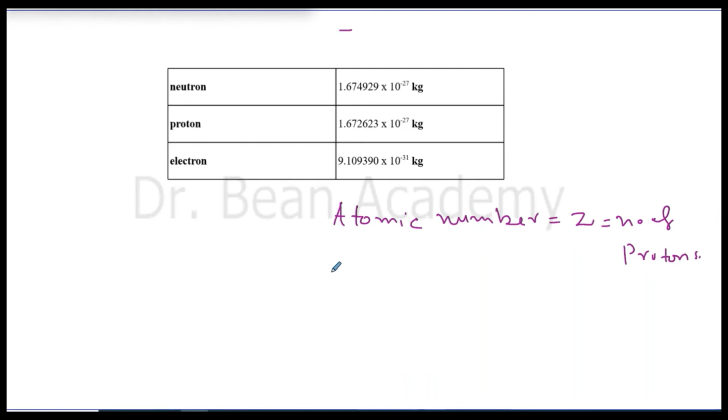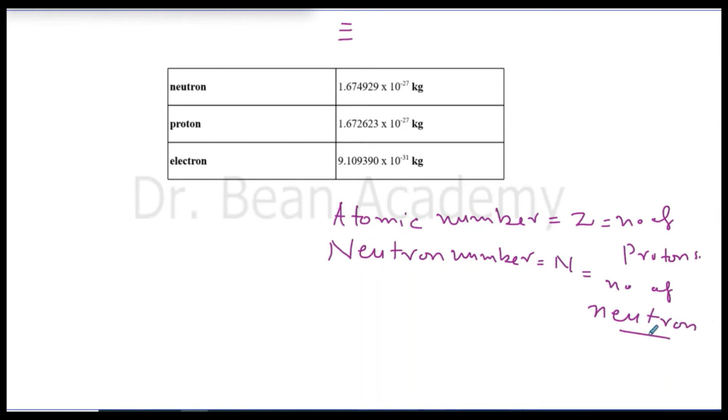Next is the neutron number. And you know that the neutron number is represented with N, and this is the number of neutrons in the nucleus. And the next is mass number.